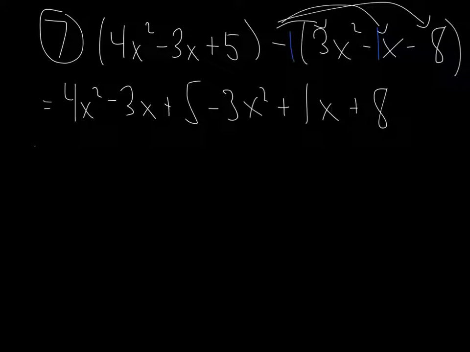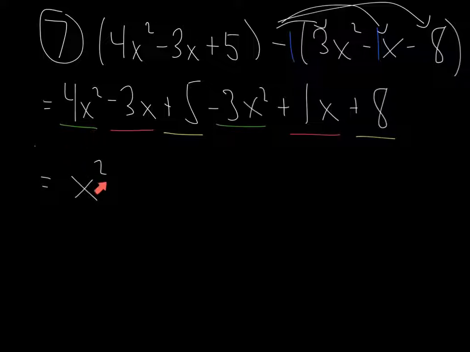And now let's find our like terms. So we've got x squared, so 4x squared is here, negative 3x squared is there. Look for the x's, we've got negative 3x there, positive 1x there. And for the constants, 5 there and 8 there. So now let's combine them. 4x squared, negative 3x squared is like 4 take away 3, is just 1x squared, or just x squared.